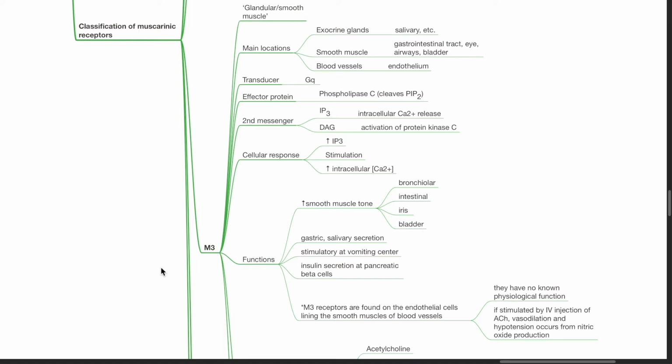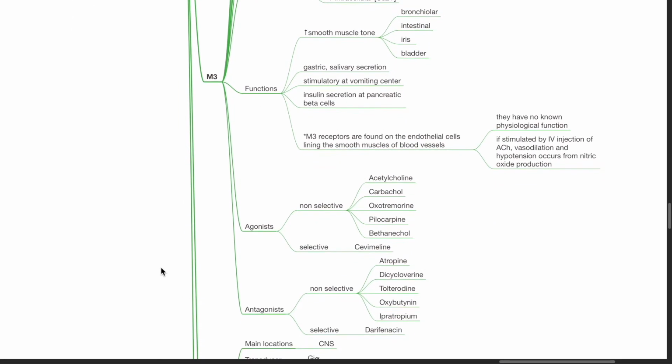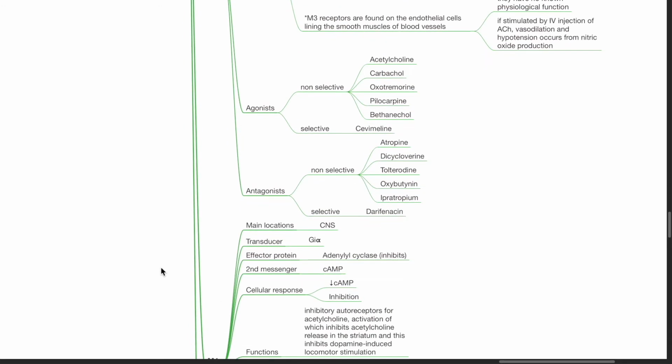M3 receptors are found on endothelial cells lining the smooth muscles of blood vessels. They have no known physiological function. If stimulated by IV acetylcholine, vasodilation and hypotension occur from nitric oxide production. Selective M3 agonist is cevimeline. Selective M3 antagonist is darifenacin.